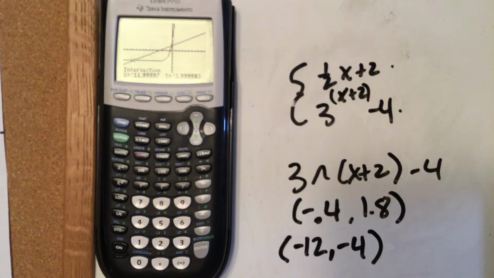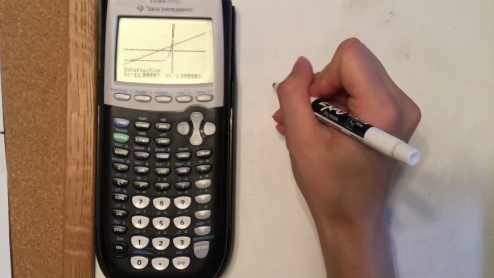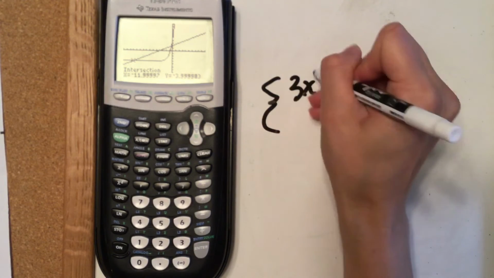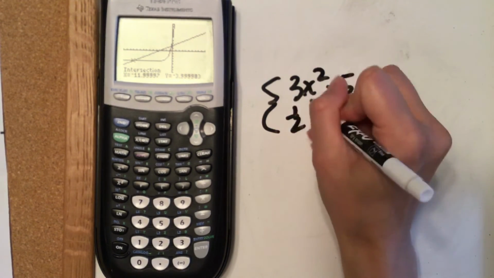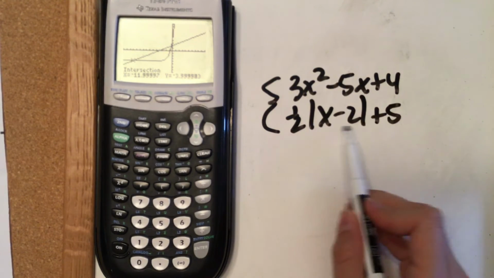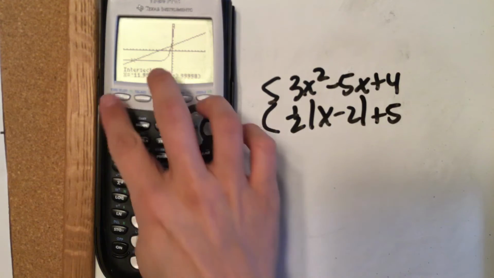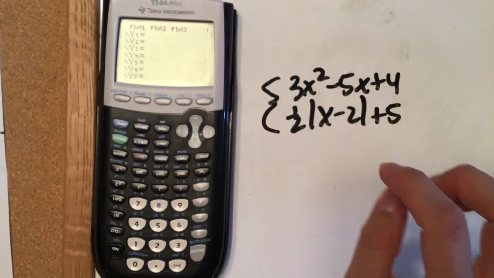And those are our 2 points of intersection. Now, if we wanted to take a look at a different set of functions, so if I were to give you the functions of 3x squared minus 5x plus 4 and 1/2 absolute value of x minus 2 plus 5. If you're unaware, this is absolute values. So I'm just going to go here. I don't need these anymore, so I'm going to hit clear on both of those.